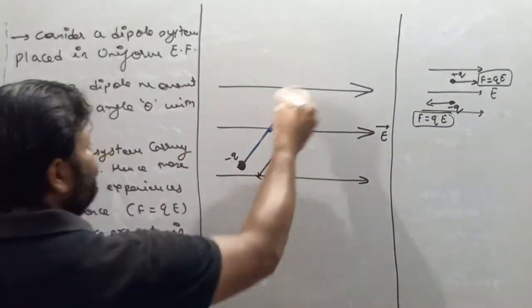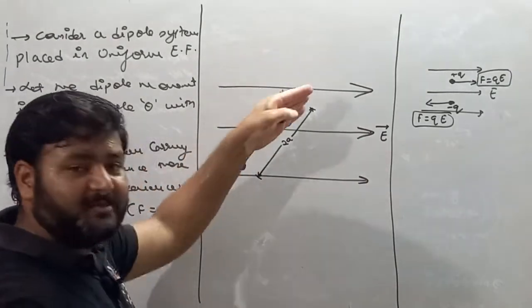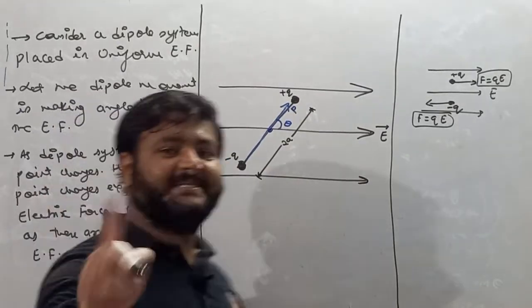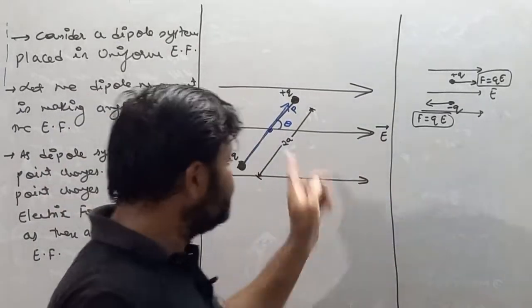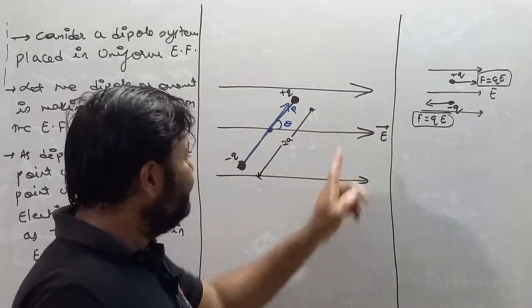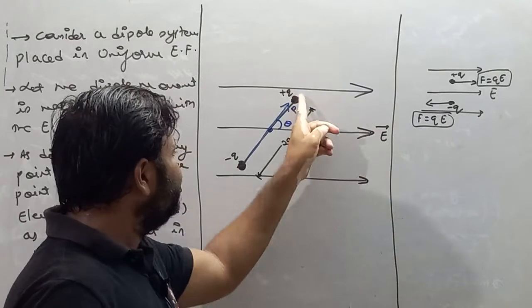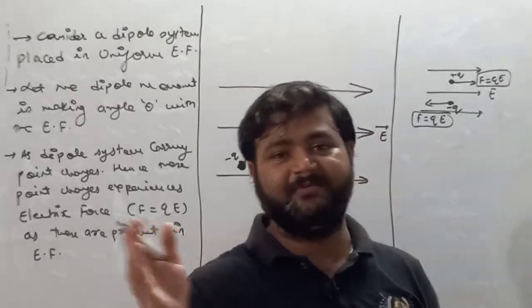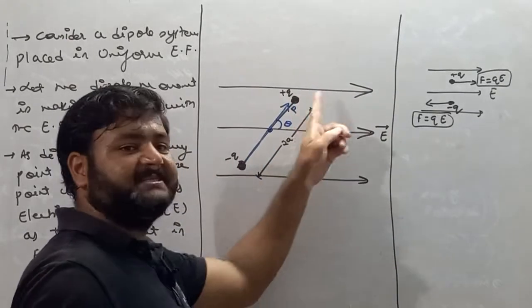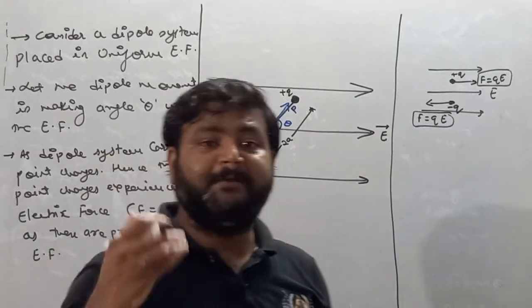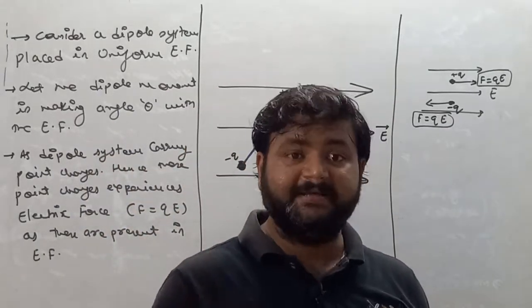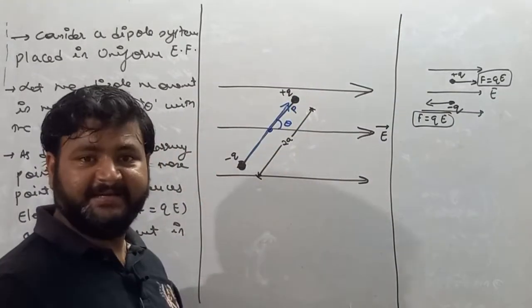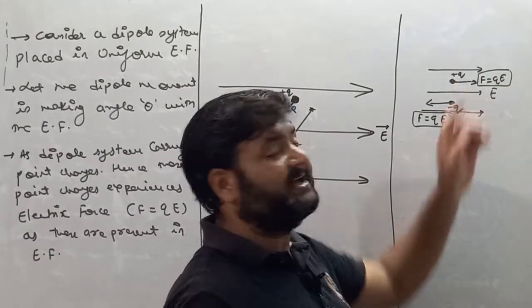So what we'll see here is that the dipole system carries point charges. One is positive, another is negative. So one thing is clear, that we have two point charges placed in an electric field. Due to this electric field, these point charges experience force of magnitude F equals QE. Both the charges carry similar magnitude, so the magnitude of force is also the same, but their directions are opposite, because one charge is positive and the other is negative.